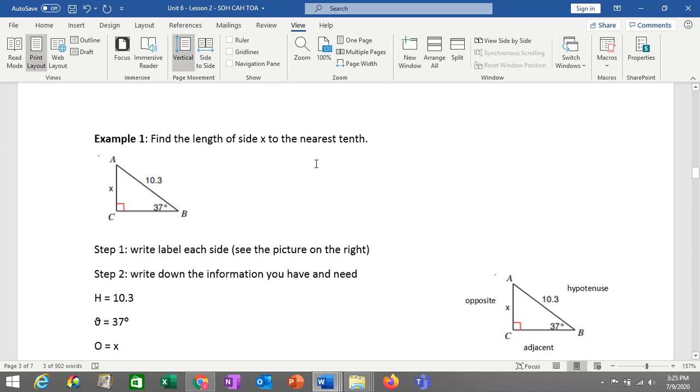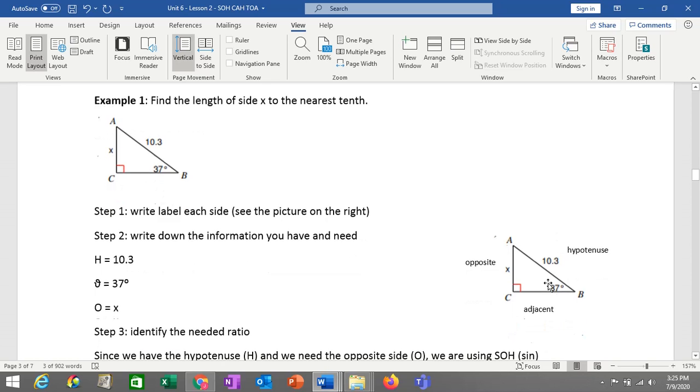Okay, so step 1. What you want to do in step 1 is label each side of the triangle based on the angle that you are concerned with. So we're given 37 degrees here, so this is the angle that we're concerned with. The longest side is the hypotenuse, so that's going to be this side here. If this is the angle we're concerned with, then it's touching side CB, which will be adjacent, and opposite that is side X. So I'm going to label my triangle. This is the hypotenuse, this is the adjacent side, and this is the opposite. Step 1 is done. Everything is labeled.